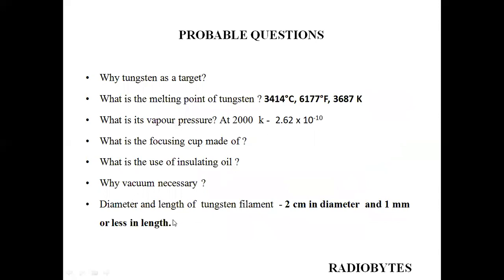So what is the diameter and length of the tungsten filament? This is one numerical question you can get any time in any of your entrance examinations. According to the standard book references, a tungsten filament of 2 centimeter in diameter and 1 millimeter or less in length is preferred in an X-ray machine.